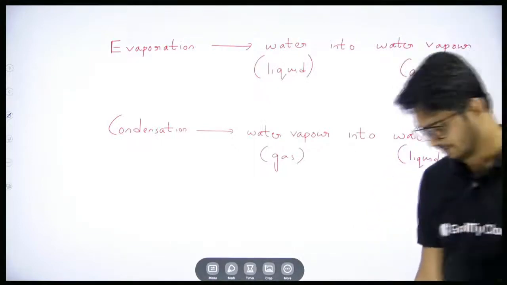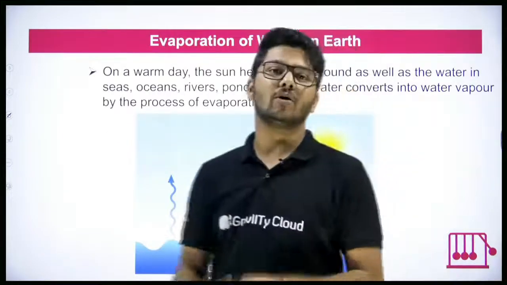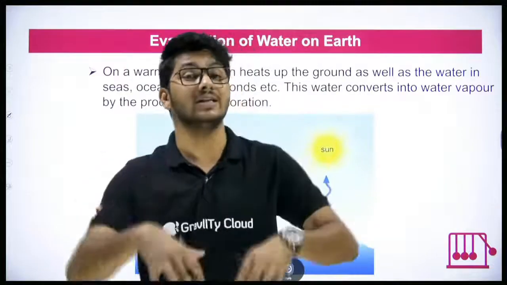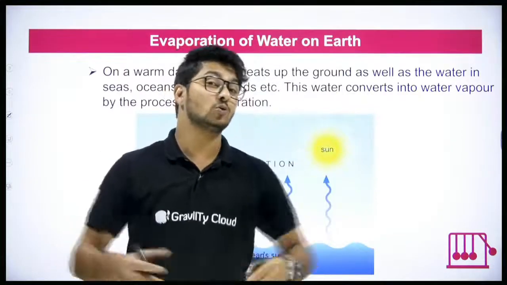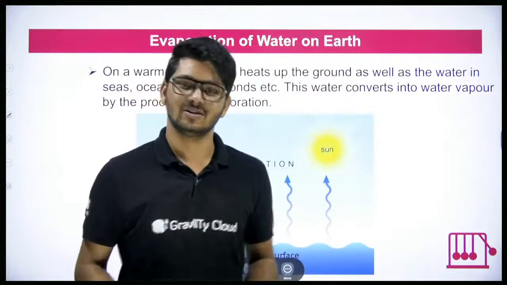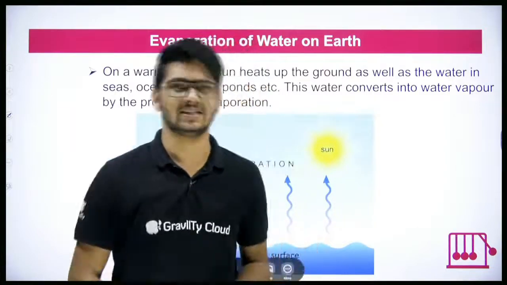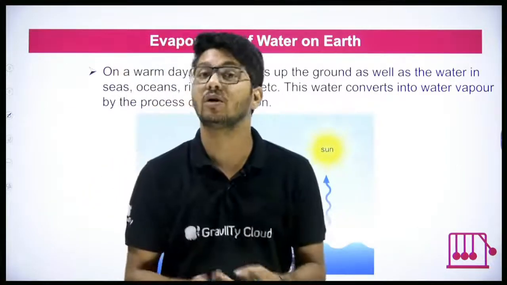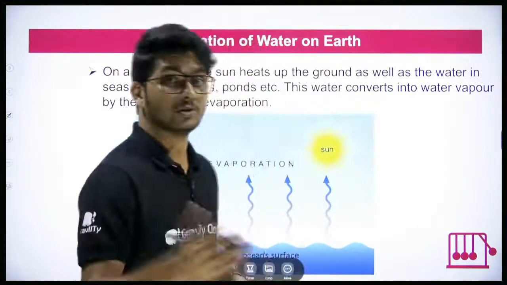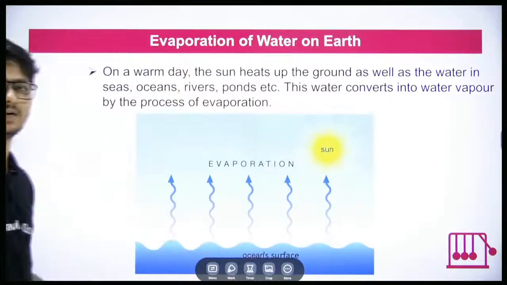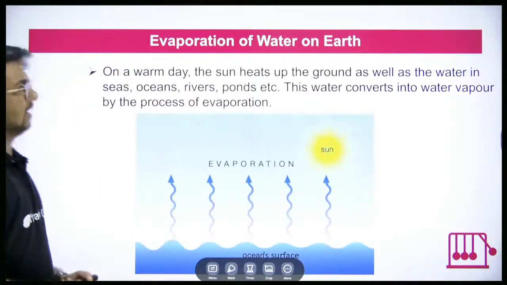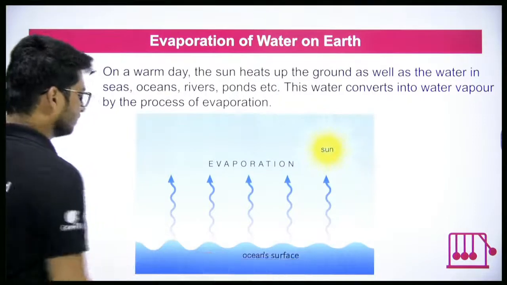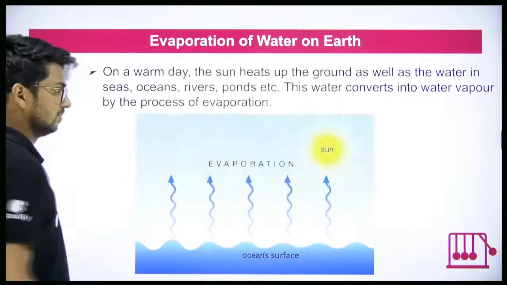Clear? Good. So now we'll talk about evaporation of water on the earth. As we know, there is too much water on earth. Rivers, lakes, seas, oceans, all of them have water. Almost 70% of earth is covered with water. Right? So look at this.